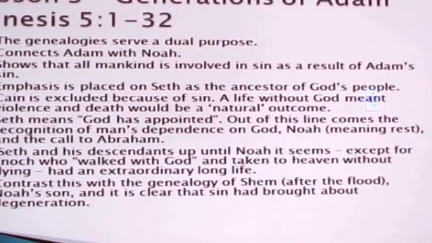Now there is some argument that these genealogies actually extend over a period of time, so they only show families, not necessarily individuals. That's just one of the arguments that is presented. Seth and his descendants, up until Noah, it seems, except for Enoch, who walked with God and was taken to heaven without dying, had an extraordinarily long life. 700 to almost 1,000 years. The longest was 963. Methuselah.